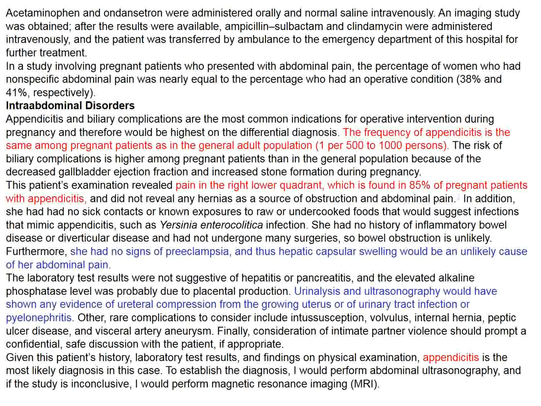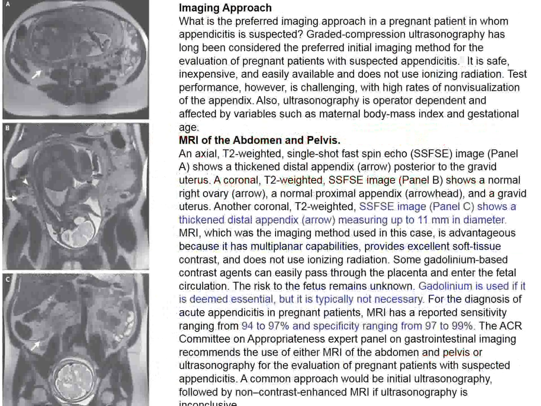So what we learned from the discussion is pregnancy does not protect from appendicitis, and lower quadrant pain is found in 85% of all pregnant women that have appendicitis. Doesn't seem to be a problem with preeclampsia here. Her blood pressure was normal and she doesn't have proteinuria. Urinalysis doesn't suggest pyelonephritis, so the discussant here suggests that she probably has appendicitis.